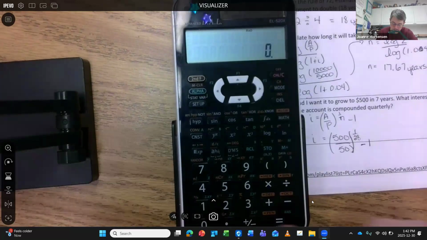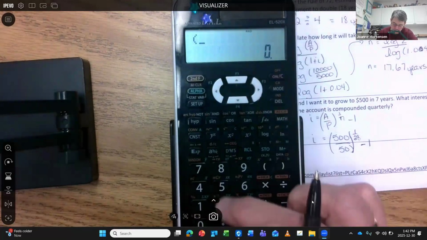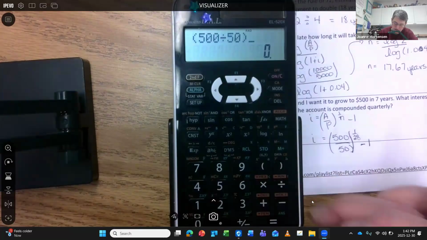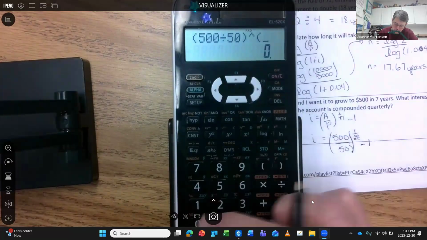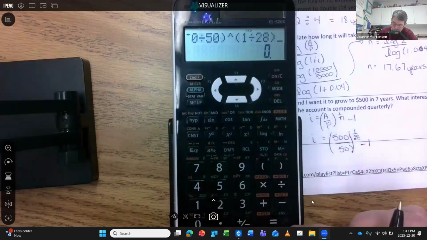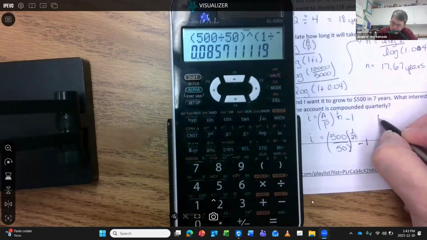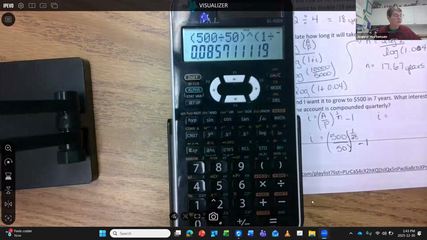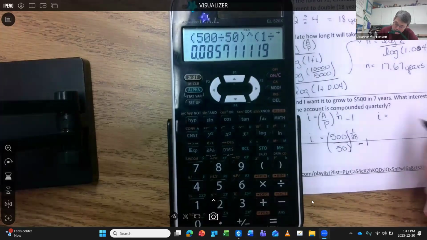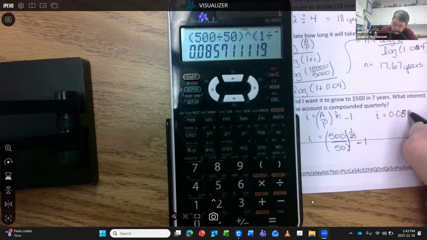Okay, that's good enough. 500 divided by 50. Whoops. Use my brackets. Close my brackets. Exponent key. Open brackets. 1 divided by 28. Close my brackets. Minus 1. That seems, okay. Yeah, we're good. 0.08571.